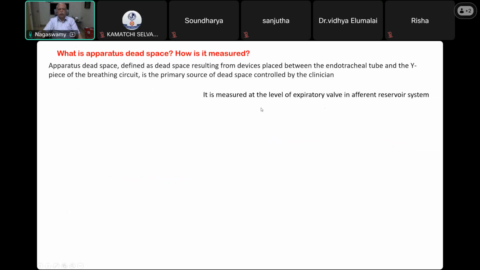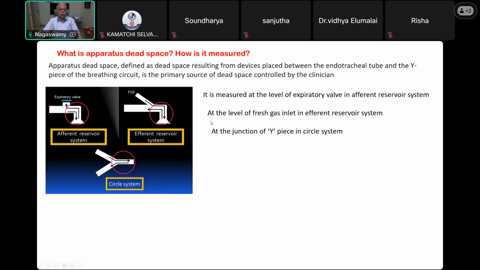That is when the bag is in the inspiratory limb, or at the level of fresh gas inlet in efferent reservoir system. These are the 2 points. So this picture will tell you clearly, this is the afferent reservoir system where the expiratory limb is very close to the attachment of the endotracheal tube. So this portion only is the dead space. All these things will not be included.